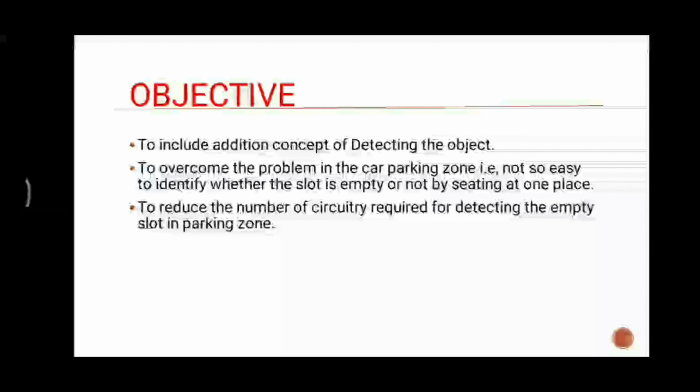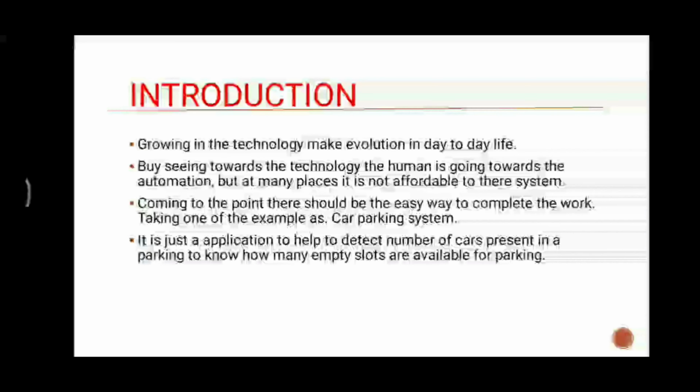Now moving towards the objectives, we have three objectives. The first includes the concept of detecting the object. Here our object is an empty slot in the parking zone. Also, to overcome the problem in the parking zone, that it is not easy to identify whether a slot is empty or not by sitting at one place. The third objective is to reduce the amount of circuitry required for detecting the empty slot in the parking zone. There is a lot of circuitry available to satisfy those conditions, but we have to reduce it, so we are using the best part of Matlab.